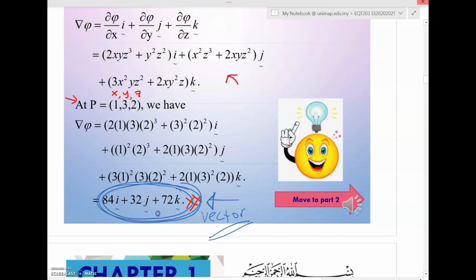Next we move to the second operation on the del operator, where the del operator operates on a vector.